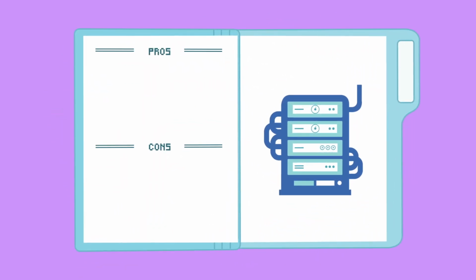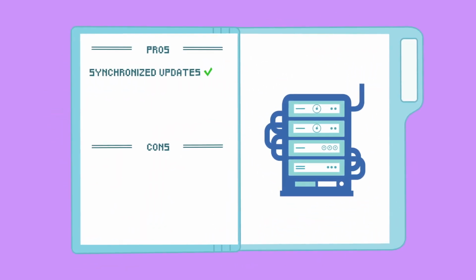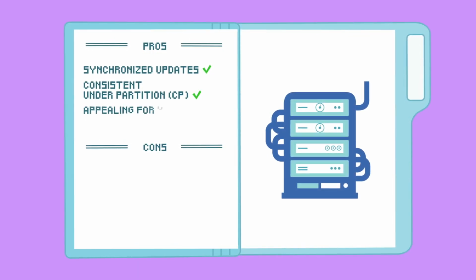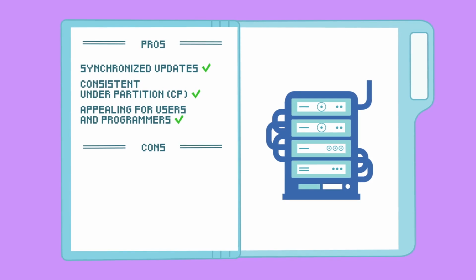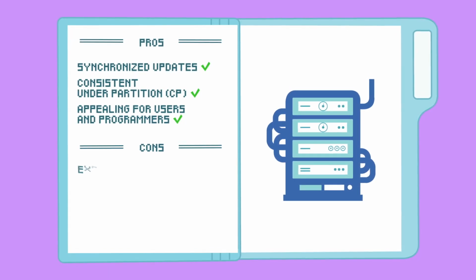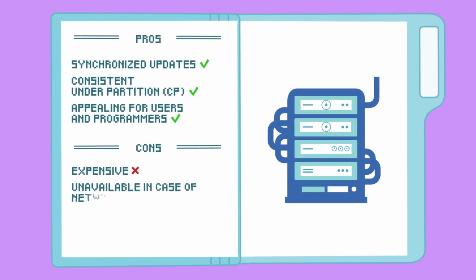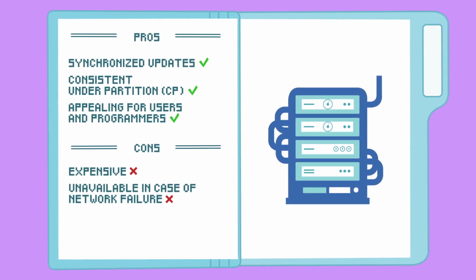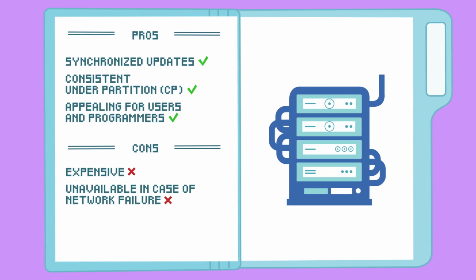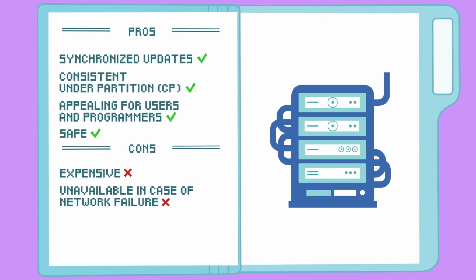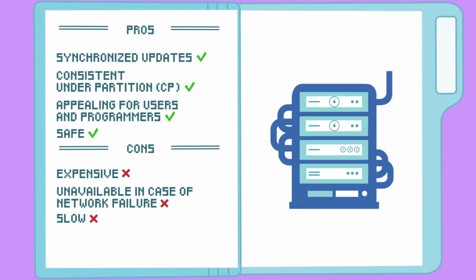A strongly consistent database synchronizes updates across replicas. As it behaves like a centralized system, application programmers make few mistakes. This kind of database requires frequent synchronization. In the event of a network failure, a strongly consistent system can become completely unavailable. A strongly consistent database is safe, but slow and inefficient.